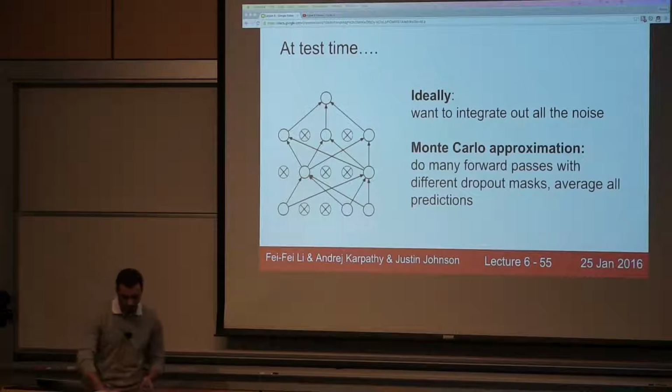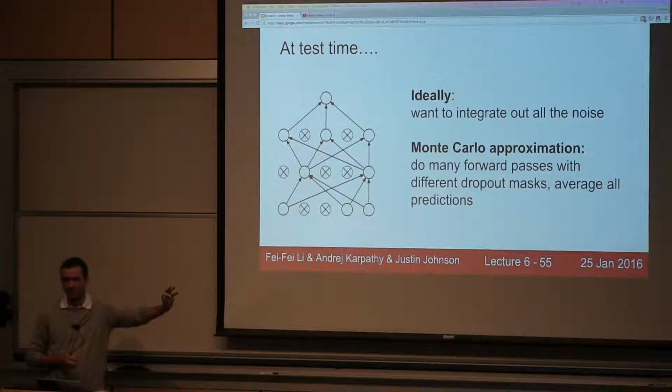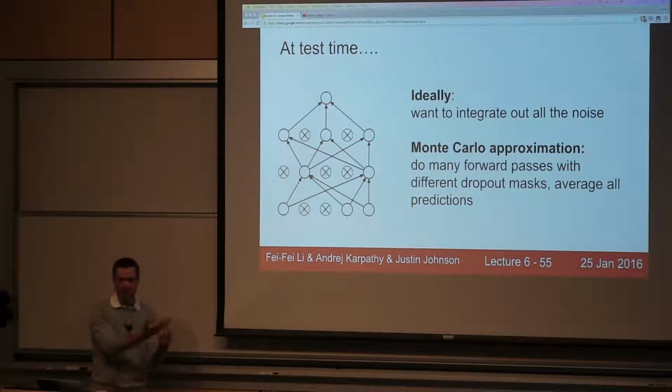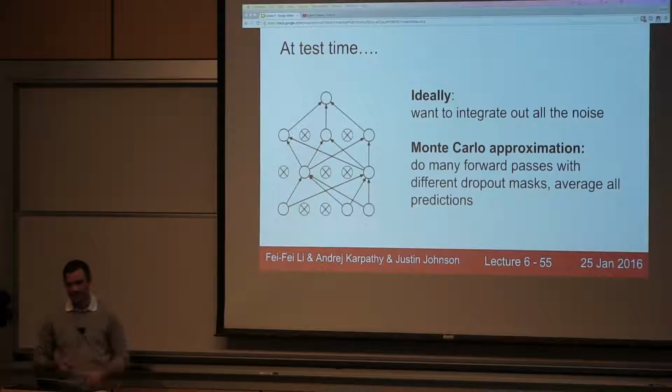ideally what you want to do is, we've introduced all this noise into the forward pass. And so what we'd like to do now at test time is integrate out all that noise. A Monte Carlo approximation to that would be: you have a test image that you'd like to classify. You can do many forward passes with many different settings of your binary masks, using only the subnetworks. And then you can average across all those probability distributions. So that would be great, but unfortunately it's not very efficient.